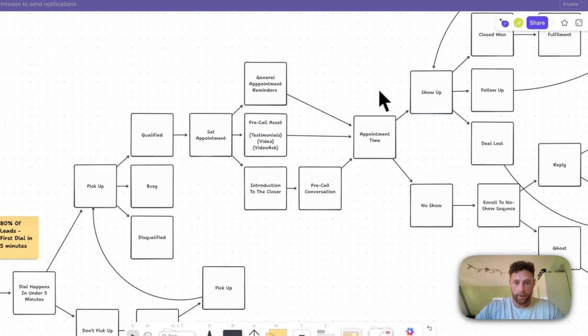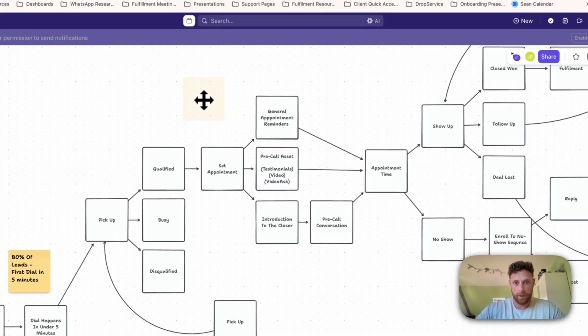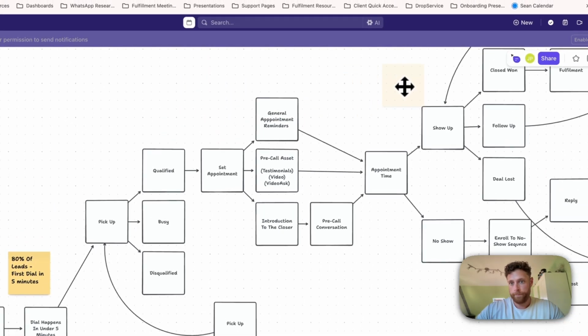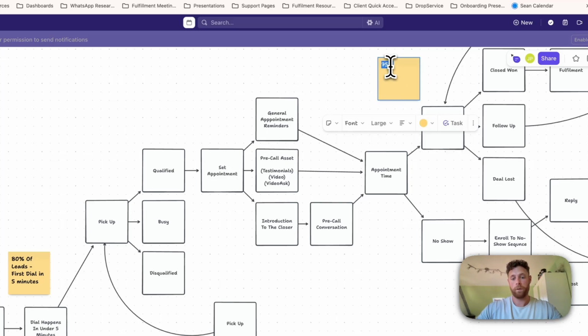Now, show rate, again, this is up here. We want at least 75%. Show rate, we want at least 75%. Okay.